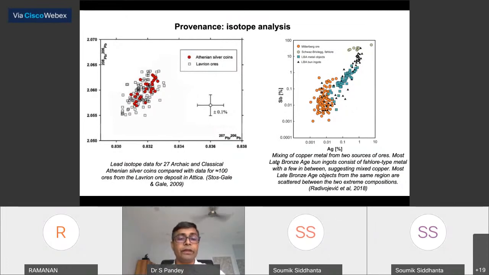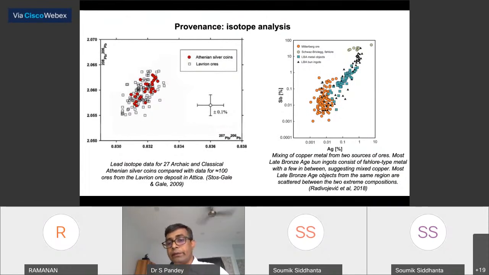And here, if you see, two different data produced here, and the red sample dots were Athenian silver coins, and the square dots are Laurian ores. And the kind of fit they have indicates that all these Athenian silver coins were made from the ore recovered from this site, this quarry.